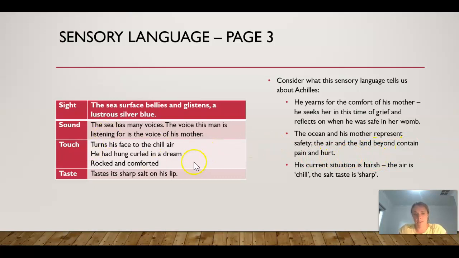I think that's an interesting idea, that the sea represents his mother. It is lustrous, it is blue, it rocked and comforted him. Now that he's out of the ocean, he's out of that safety, it's sharp, it's salty, there's a bitterness to it. His current situation is harsh. The air is chill. The salt taste is sharp. So we've just discussed that now.